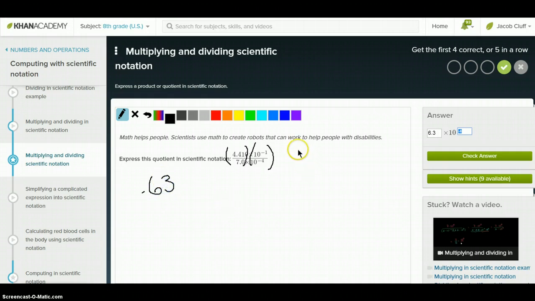Alright, and then we have 10 to the negative 1 over 10 to the 4th. So since we're dividing these, we're going to have to subtract the exponents. So 10 to the negative 1 divided by 10 to the negative 4th, so we're going to get negative 1 minus negative 4, because we're subtracting these exponents. And negative 1 minus negative 4 is negative 1 plus 4, so that's 10 to the third.